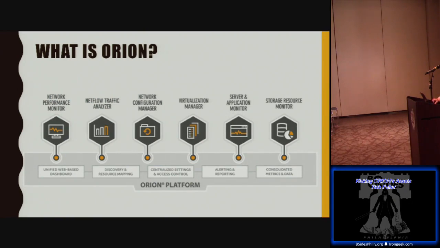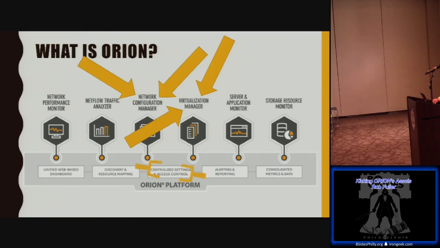But the thing is, as a pen tester, when I see something like this, my eyes kind of glaze over, right? They're like, more infographics, yay. But I did notice a few things. It does Network Configuration Manager. Cool. Virtualization Manager, right? It does these really cool things. I want to manage that kind of stuff. And then this thing at the bottom: centralized settings and access control. Ooh, fun. So I got really interested in this thing.